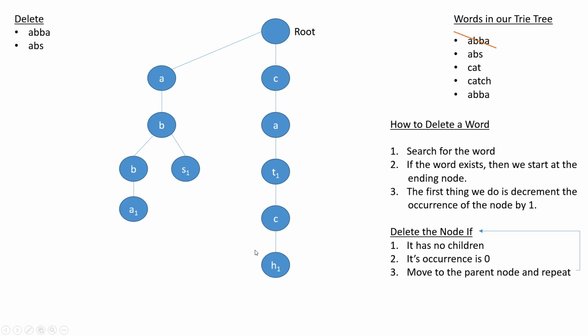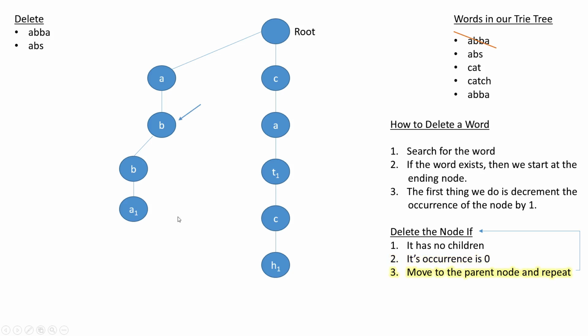So now let's move on. Let's remove ABS. Search for the word. There it is. If the word exists, we start at the ending node, decrement it by 1. Delete the node if it has no children. This node has no children. Its occurrence is 0, so it's gone.